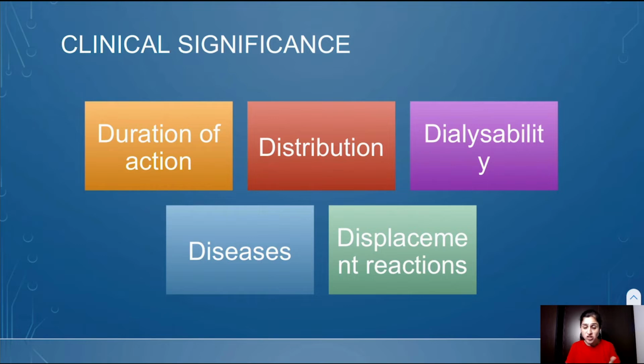One is duration of action, I just told you about it. You can predict the duration of action of the drug. Number 2, the distribution, whether the drug distributes or not depends on plasma protein binding. Number 3 is dialysability. Number 4 are the diseases which can affect the plasma protein levels, and number 5 are your displacement reactions. So I will go through them one by one and tell you what each of these factors do, or what are the importance of each of these factors.